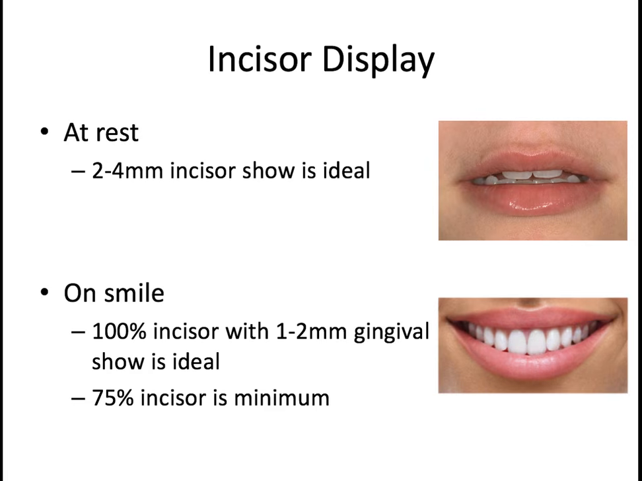On smile, we want all of the upper incisors to show with about 1 to 2 millimeters of gingiva above them. So that's not including the papilla area. We want a little bit of gingiva showing above those teeth. That's a youthful look. Any more than 2 millimeters is considered a gummy smile by the layperson. About 75% of the incisors showing on smile is considered the minimum acceptable amount.